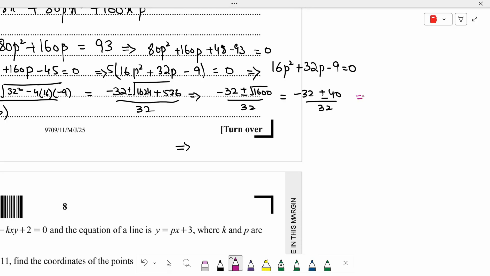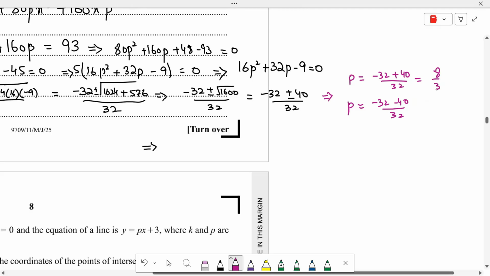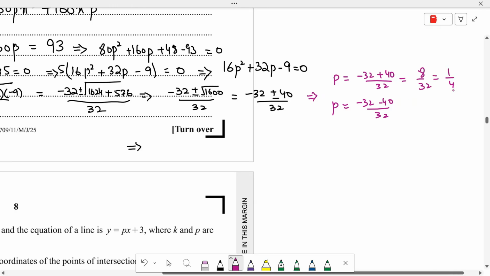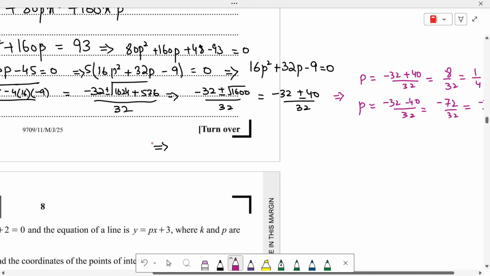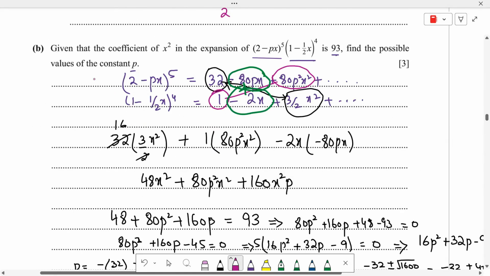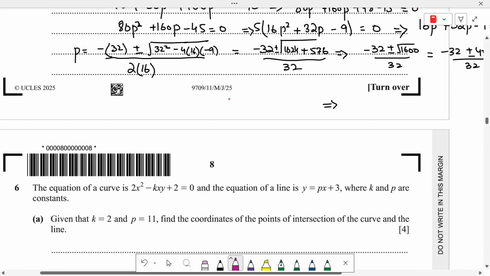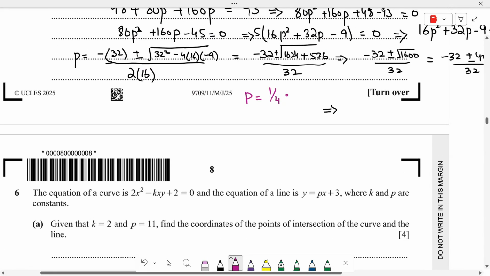So we will have two values of p. p is equal to negative 32 plus 40 over 32, and p is equal to negative 32 minus 40 over 32. The first will be 8 over 32, which is equal to 1 over 4. In the second case, it will be negative 72 over 32, which is equal to negative 9 over 4. So we have calculated the values of the constant p: p is equal to 1 over 4 and p is equal to negative 9 over 4.